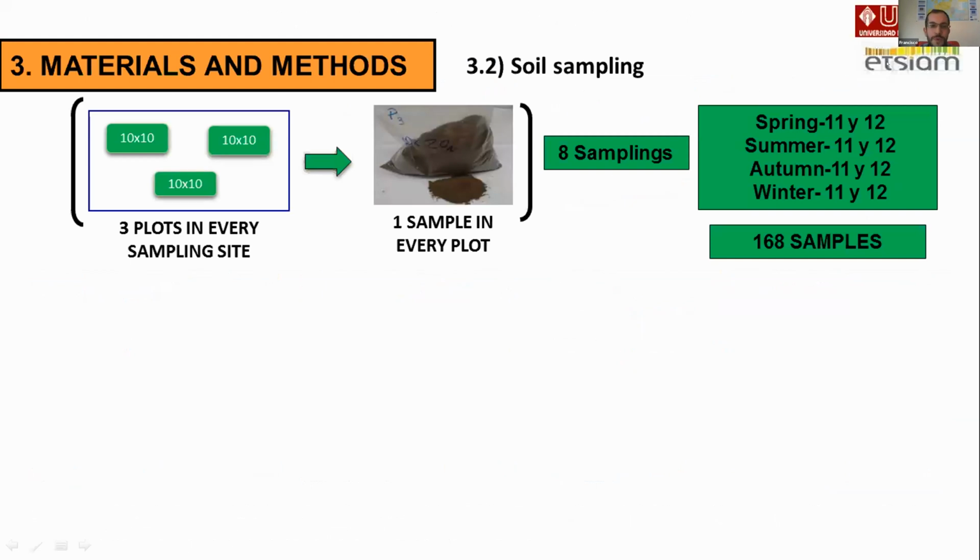And how have we done the soil sampling? Well, we took 3 plots in every sampling site, with a difference between plots of 100 meters or so. Then we took 1 sample in every plot, and every sample is made of 3 subsamples. So at the end, we are working with 168 samples. We made 8 samplings in 2011 and 2012, 2 times in every season.